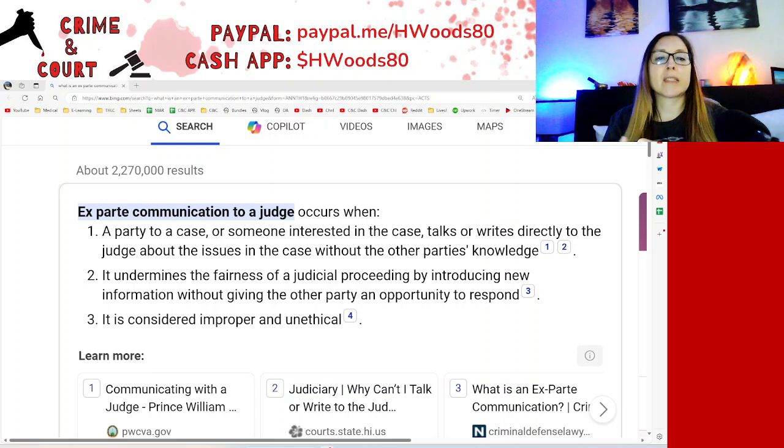But when we're talking about an ex parte communication to a judge, it has a little bit different of a meaning, so I wanted to go through that. An ex parte communication to a judge occurs when, one, a party to a case or someone interested in the case talks or writes directly to the judge about the issues in the case without the other party's knowledge. So if you or I or anyone in this nation were to write an email to Judge Gull, maybe you were writing for Nick McLeland and saying, I know that Richard Allen did it because I have evidence, or whatever, if you were talking to the judge in that respect.